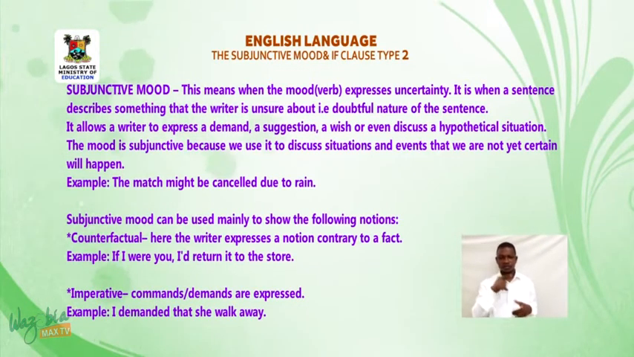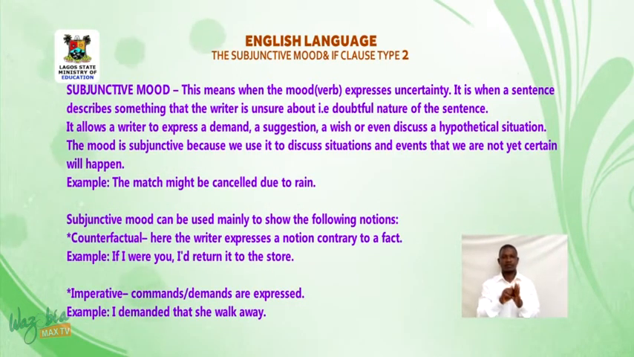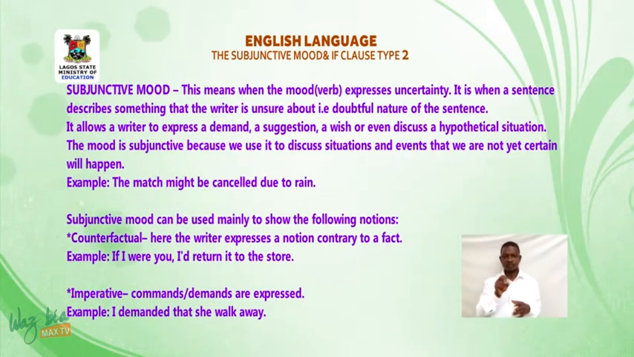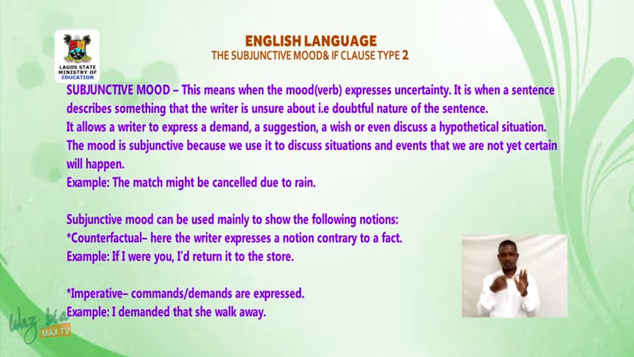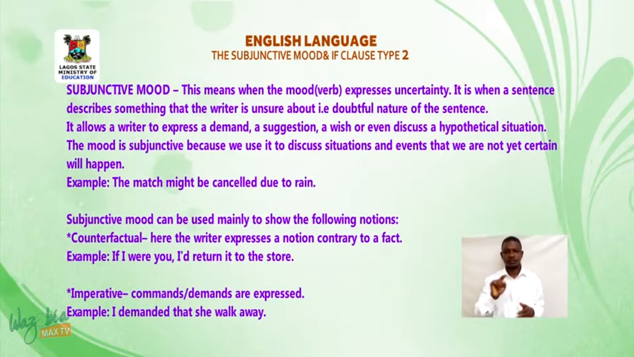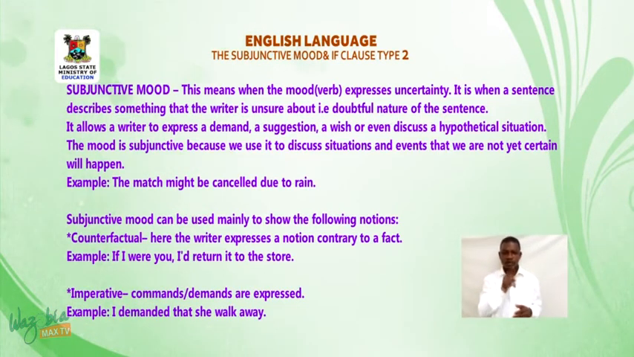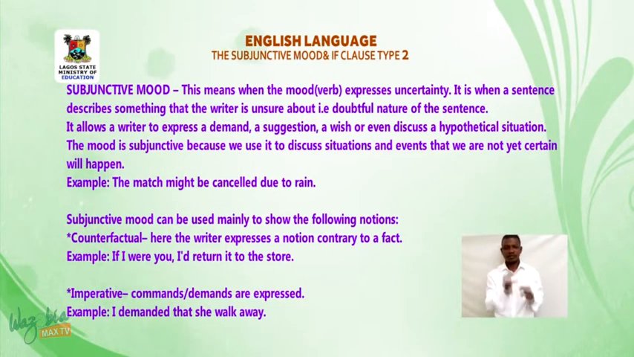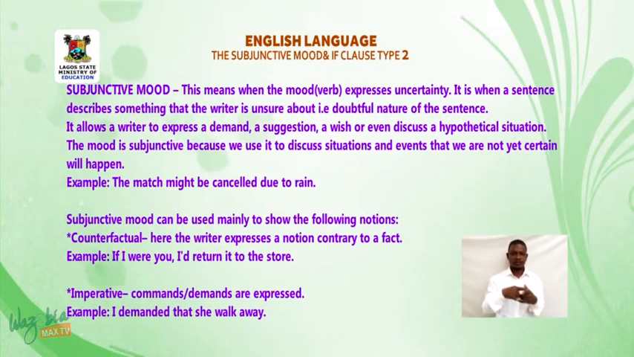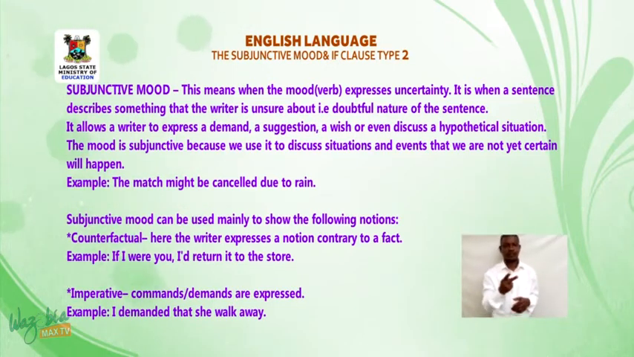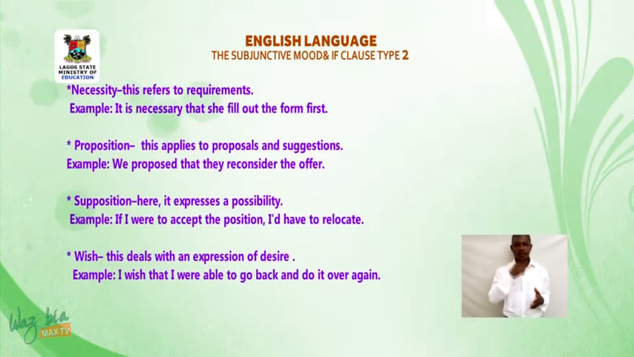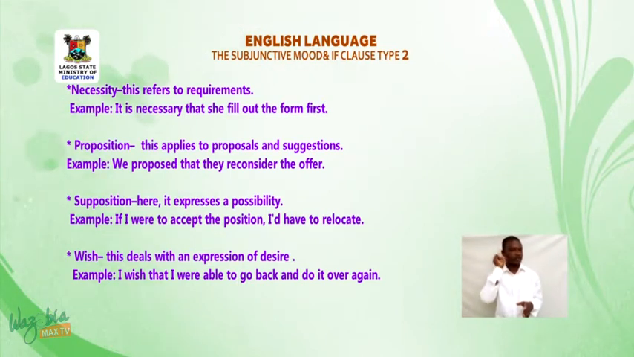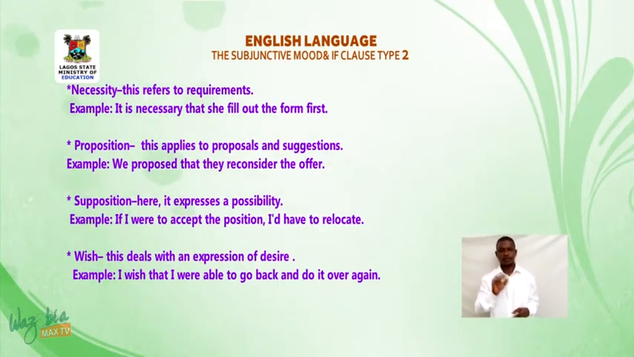The subjunctive mood can be used mainly to show the following notions. First is counterfactual. Here, the writer expresses a notion contrary to a fact. Example, if I were you, I'd return it to the store. Second is imperative. Here, commands or demands are expressed. Example, I demanded that she walk away. Third is necessity. This refers to requirements. Example, it is necessary that she fill out the form first.